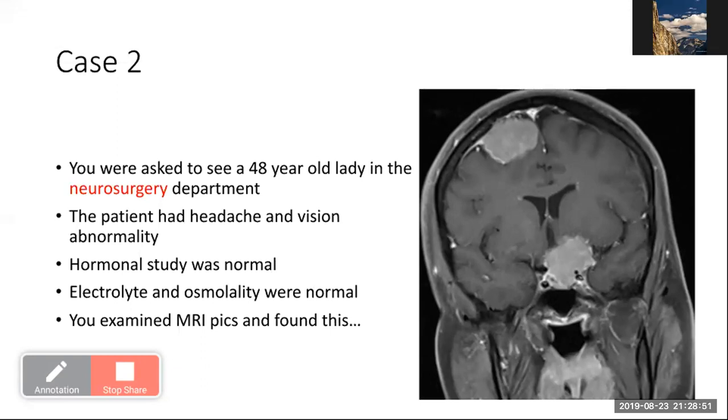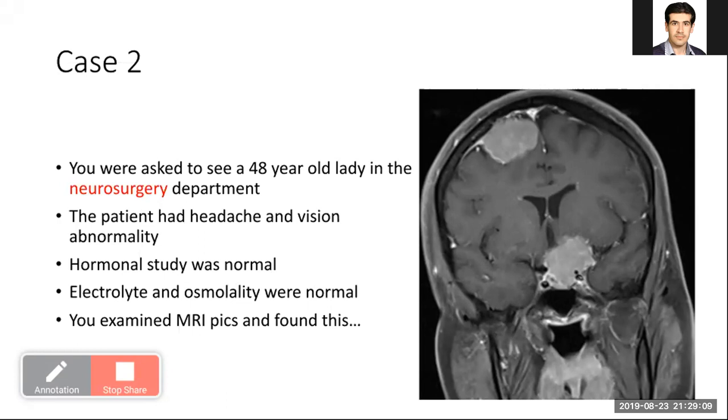Hello? Yes, doctor. Dr. Ibrahim. Yes, doctor, I'm hearing you. Meningioma, I think. Yes, of course. This is hemorrhage into the pituitary. No, okay, no, not that.